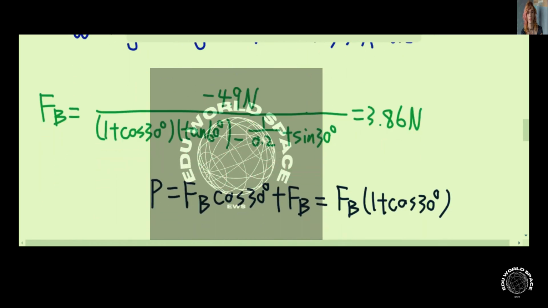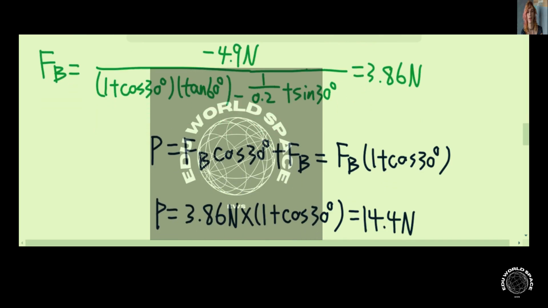Now, remember, P is equal to Fb cosine 30 degree plus Fb, which is equal to Fb times 1 plus cosine 30 degree. Therefore, P is equal to 3.86 Newton times 1 plus cosine 30 degree, which is equal to 14.4 Newton.